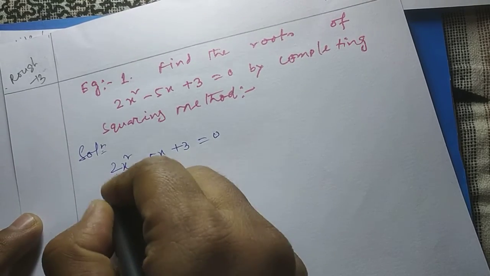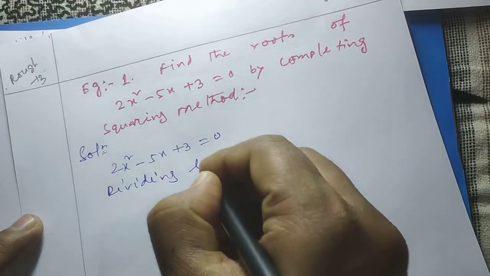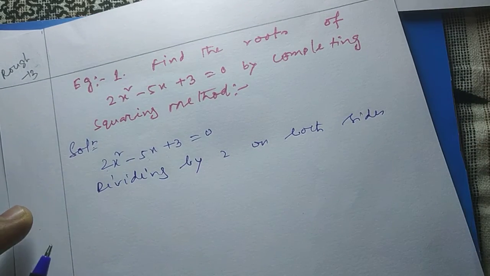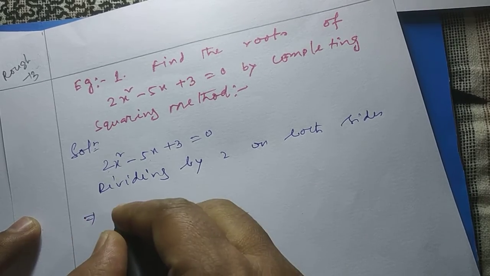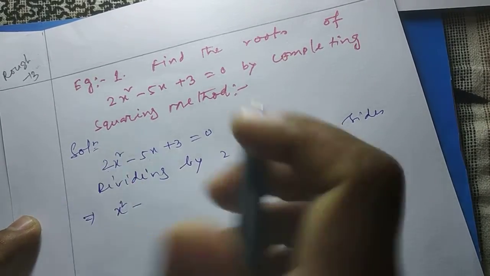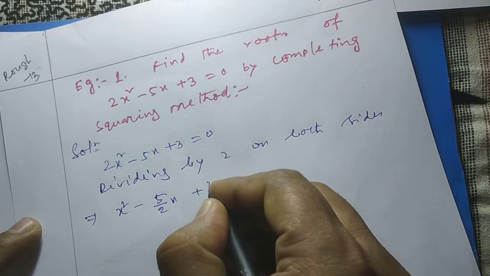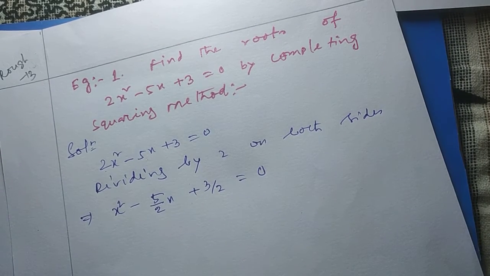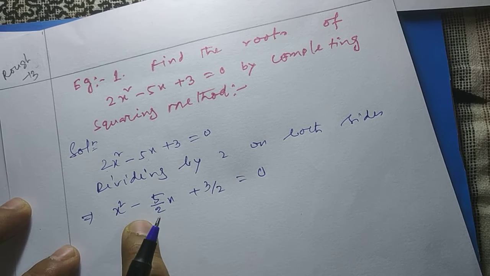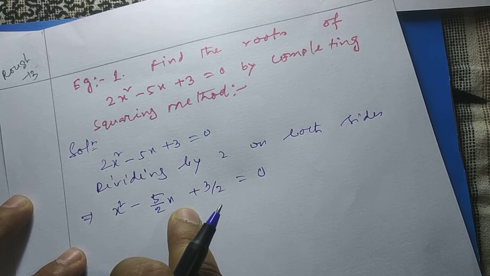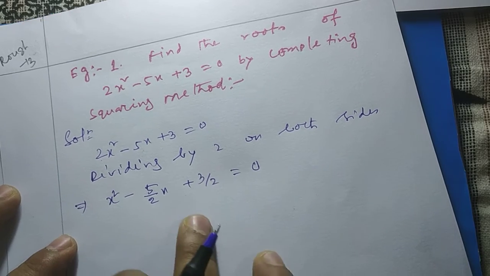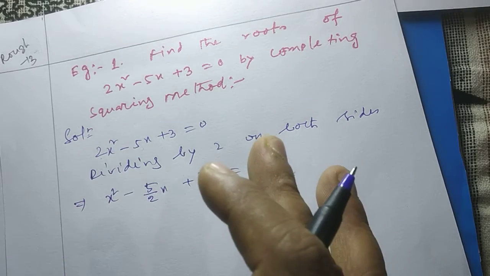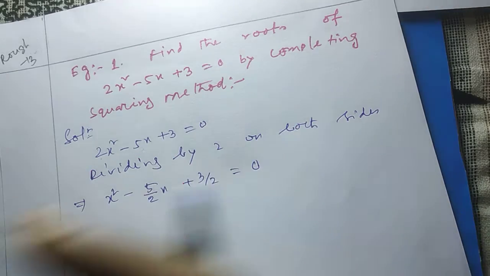So for this purpose, let us divide by 2 on both sides to bring the coefficient to one. Correct? Now it becomes x square. Now 2 has gone. 5 by 2 x plus 3 by 2. 0 by 2 means 0 will remain on the right hand side. Correct? Now finally we got on the left hand side x square minus 5 by 2 x plus 3 by 2 equals 0. Here on the left hand side we have to bring a perfect square.